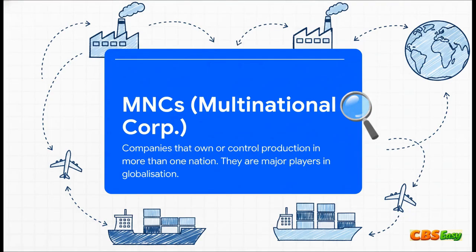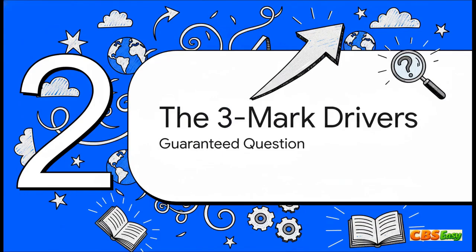So, who's in the driver's seat of this whole process? Well, it's these guys, MNCs, or multinational corporations, another super important 1-mark definition right here. These are the huge companies that have factories and offices in lots of different countries. They're the ones making this global connection happen. Okay, awesome. Basics are down.